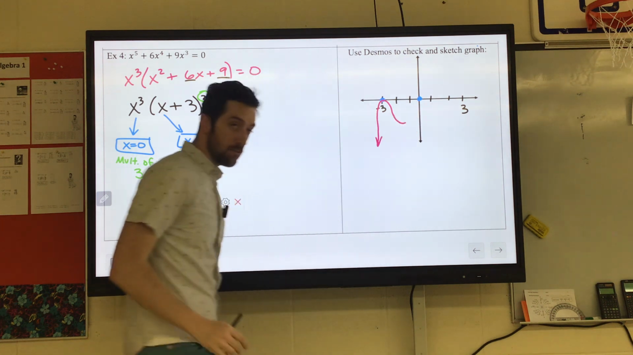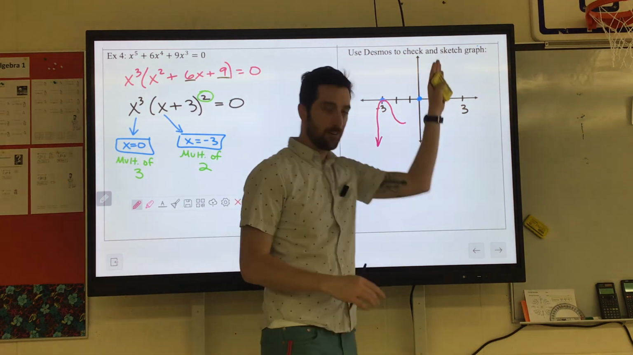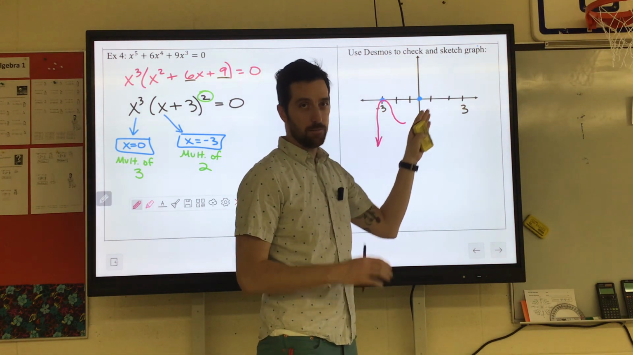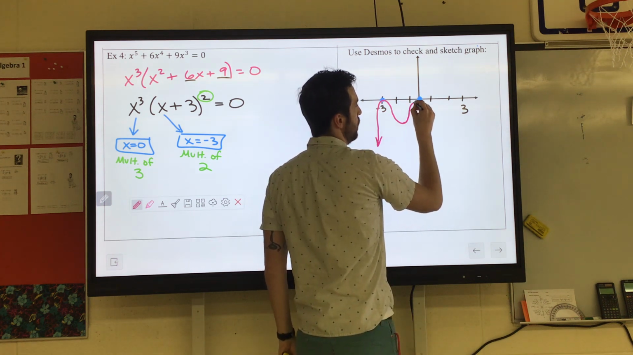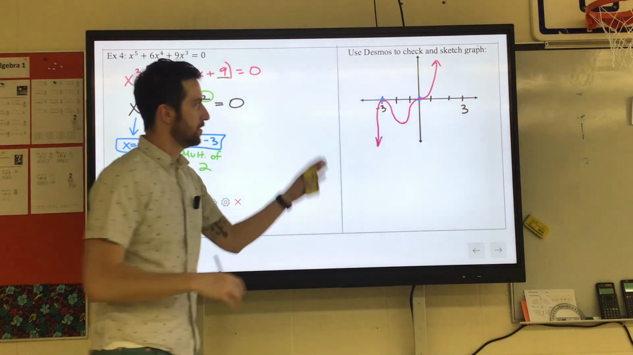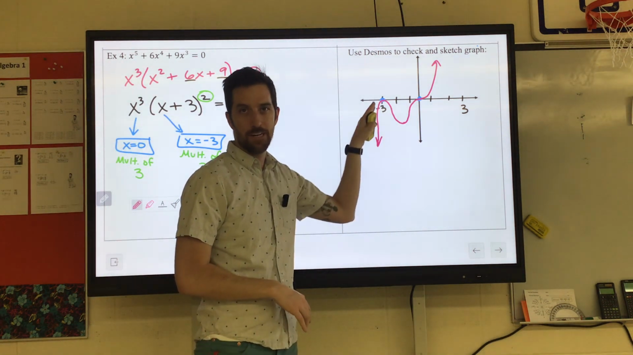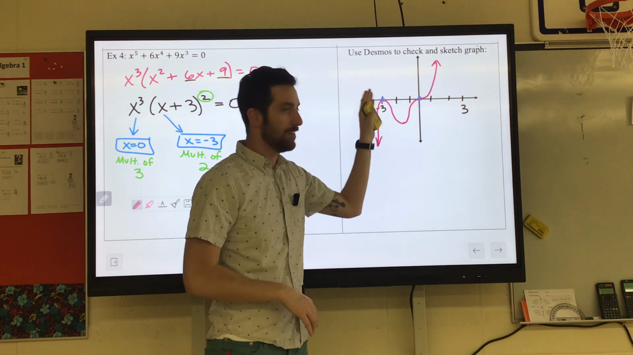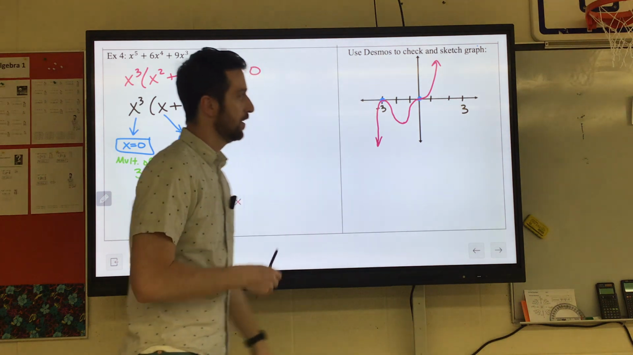Now, the 0 has a multiplicity of 3, so it's not just going to cross through. It's going to cross, but it's going to have a bend in it. So it might look something like this. Look at that. Gorgeous. Starts low, ends high. This has an even multiplicity, so it hits it and turns around. This one has an odd multiplicity, greater than 1, so there's a bend through that point.